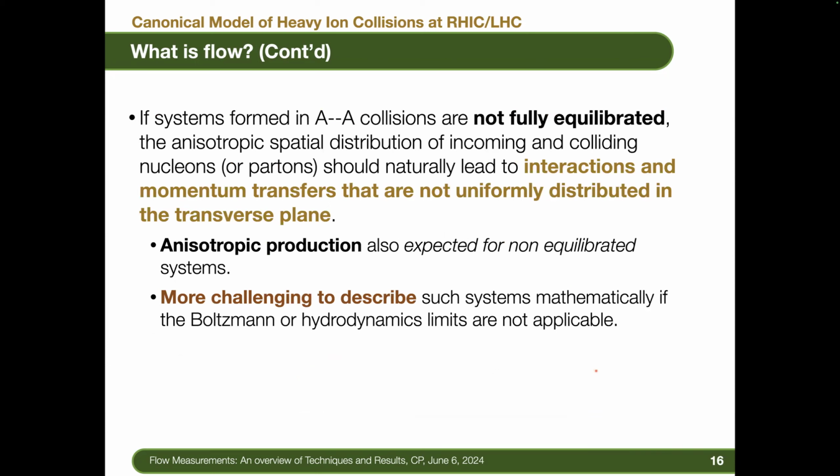So I've already said this. We believe that we have a fully equilibrated system, and this is born out of the observation already at RHIC that the v2 was matching basically the expectation of a hydrodynamic system in the largest multiplicity collisions. But flow collectivity would happen even if the system is not fully equilibrated. It would happen just because of momentum transfer.